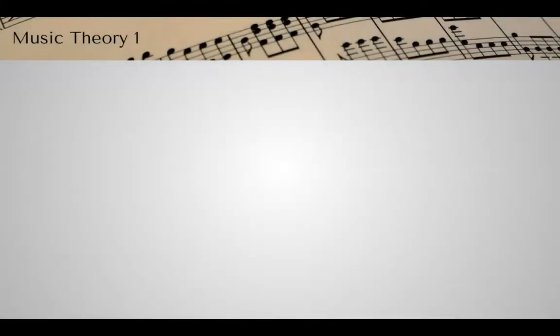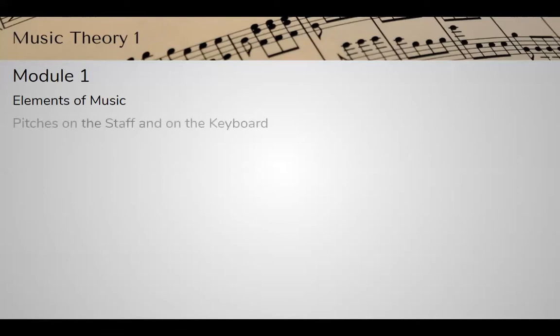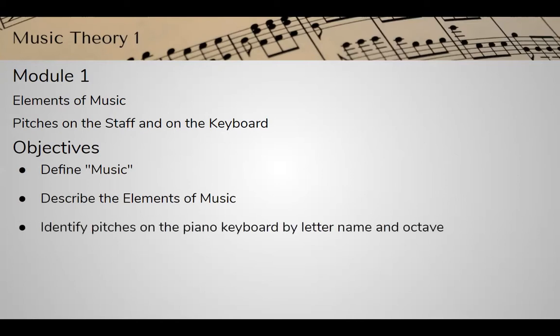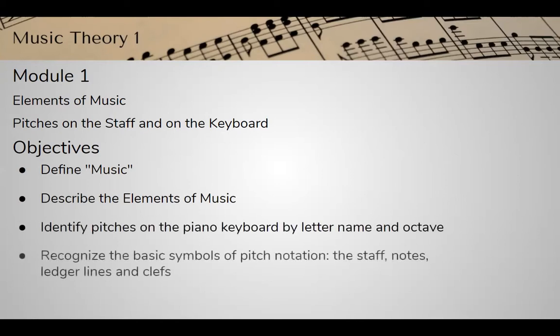Hi everyone, this is the video presentation for module number 1 for Music Theory 1. We'll be talking about the elements of music and pitches on the staff and on the keyboard, so some really basic stuff. The objectives for this module are to define music, come up with a good definition for music, describe the elements of music, identify pitches on the piano keyboard by letter name and octave, recognize the basic symbols of pitch notation, which are the staff, notes, ledger lines, and clefs, and to be able to notate and recognize pitches on the staff.